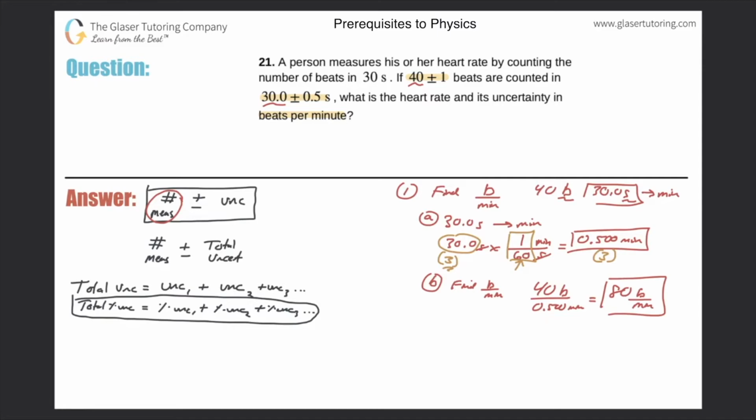Another way to think about it, and this is part of the confusion with a lot of the problems in this book, is to go back to what's given. They gave us 40 plus or minus 1. So what that means is that the measured value of beats was at its upper range, 41, or at its lower range, 39.